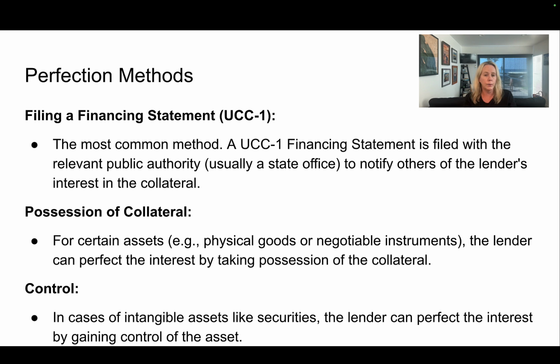So with my car loan, they take possession of my title. And with intangible assets like securities, the lender can perfect an interest through gaining control of the asset. If I am, for example, buying options on a margin, the account that I have with the broker might serve as the perfection method because they have control and the ability to repossess my account or repossess the assets in my account, the digital assets, so to speak. So control is the third method of perfection.